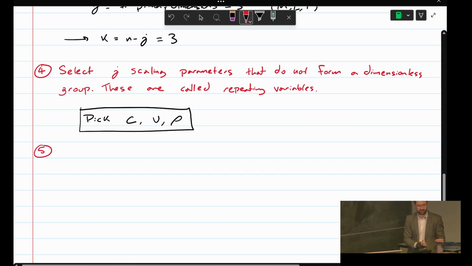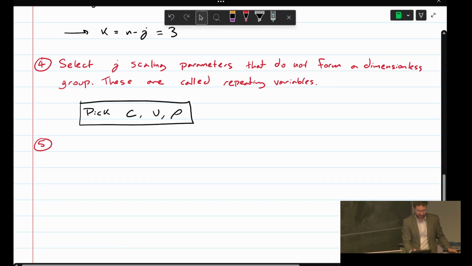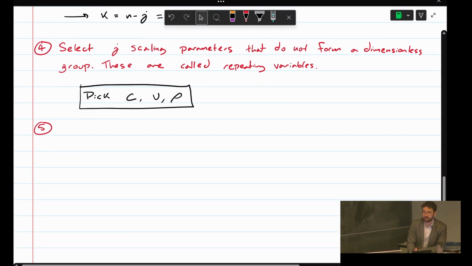Are there any questions on that? As you do more examples, you'll get a feeling for which variables you're supposed to be picking. If you go through the analysis and you pick repeating variables and you find yourself getting stuck or overly complicated, or you don't recognize the dimensionless numbers you're getting out, that means you probably picked the wrong repeating variables. So that's a good gut check. This analysis almost always produces dimensionless numbers that you've seen before.